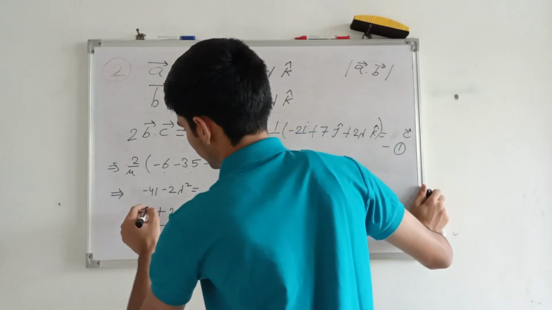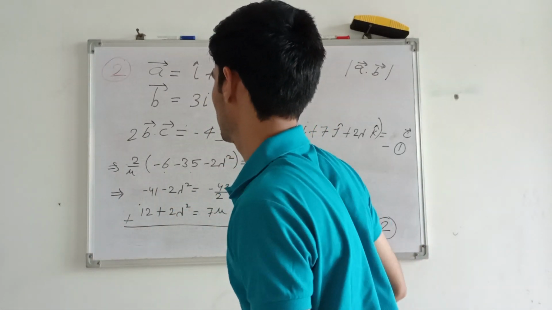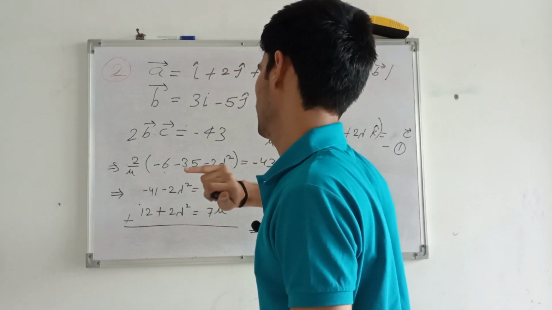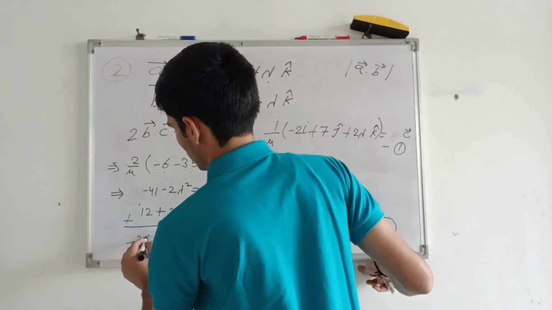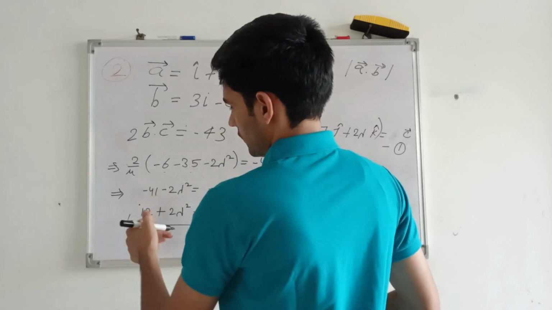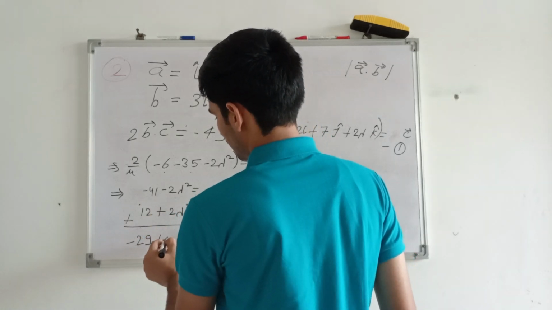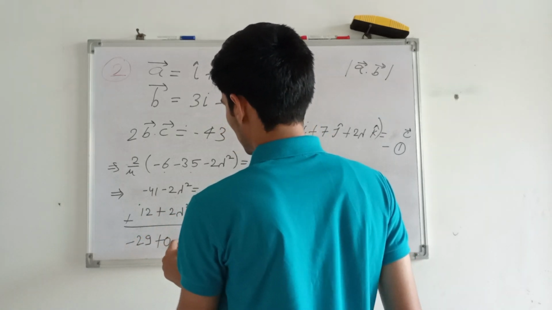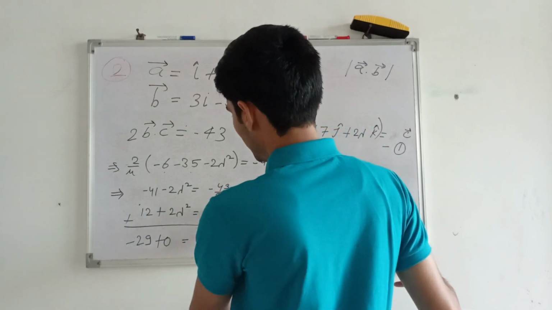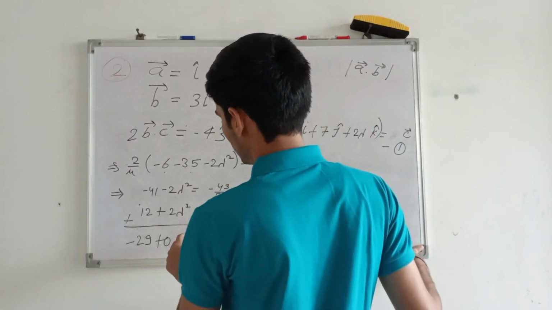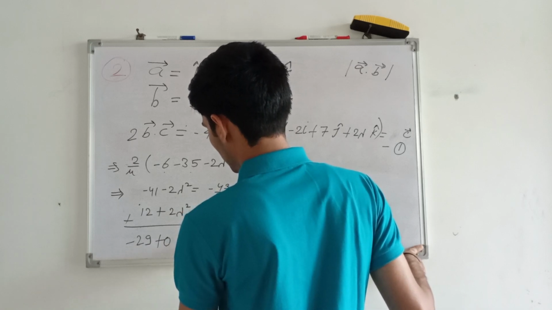What we will get? 12 minus 41. What is 12 minus 41? Remove 12 from 40, we get 28. Add 1, it will become minus 29. 2 lambda square minus 2 lambda square, when both are added, will become 0, is equal to 7 minus 43 by 2 mu. Take LCM, it will become 14 minus 43 by 2 mu.